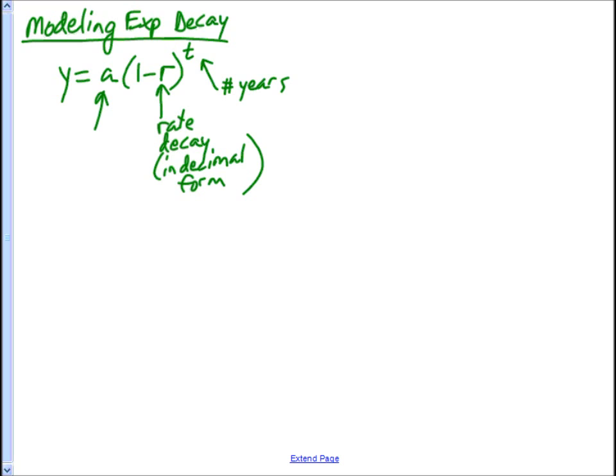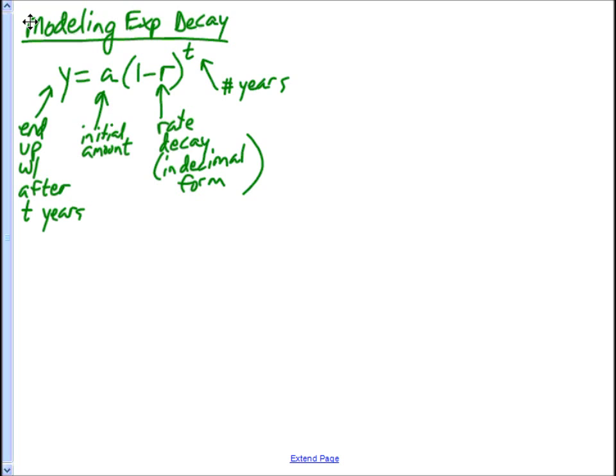A is your initial amount that you start with. So don't be surprised if you ever see that as an A sub 0. And Y is how much you end up with at the end, after T years. Okay? So that's the model that we're going to use here.